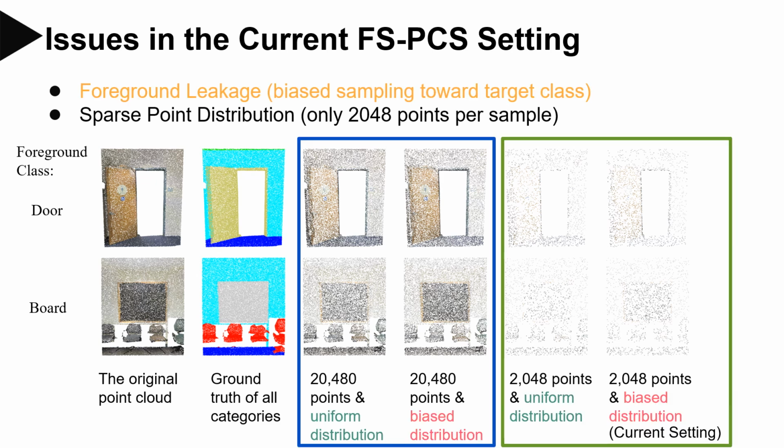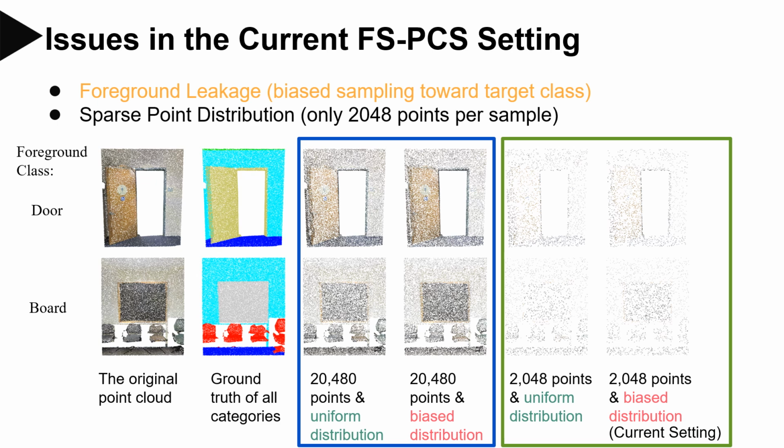The first issue is foreground leakage. The 3D segmentation practice fits models with sampled points from the scene, but the current sampling process in FS-PCS is non-uniform, favoring more points in the foreground than in the background. This leads to foreground leakage, a noticeable density bias toward foreground classes.